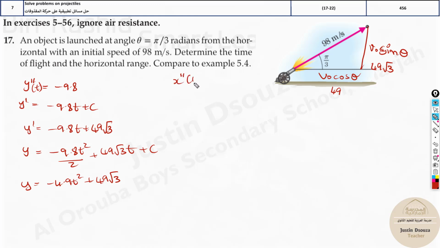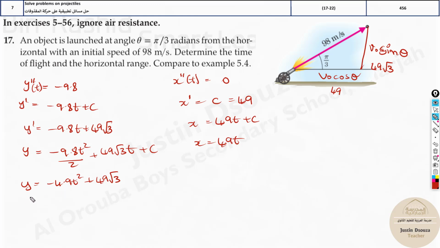X double dash of t, basically acceleration, in the horizontal direction is 0. There's nothing. So x dash will be integration of this, that's c. But what is c value? It is just 49. Now what will be the position? Sorry, position is x only. So it is 49t plus c. And what is c over here? There's nothing given. So x is equal to 49t is the answer.